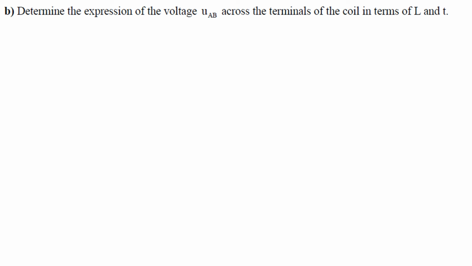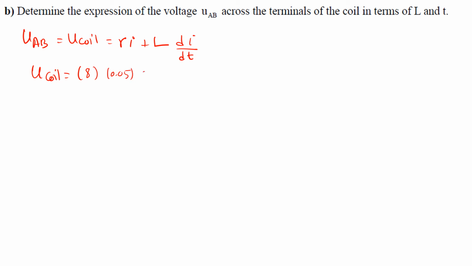Determine the expression of the voltage UAB across the terminals of the coil in terms of L and t. UAB is the voltage across the coil, which is r, internal resistance of the coil, multiplied by I, plus L di by dt. So U of the coil is equal to r, internal resistance is 8, times I اللي هي 0.05 cosine 400 pi t minus 0.2 pi plus L, an unknown, d by dt of I, 0.05 cosine of 400 pi t minus 0.2 pi.